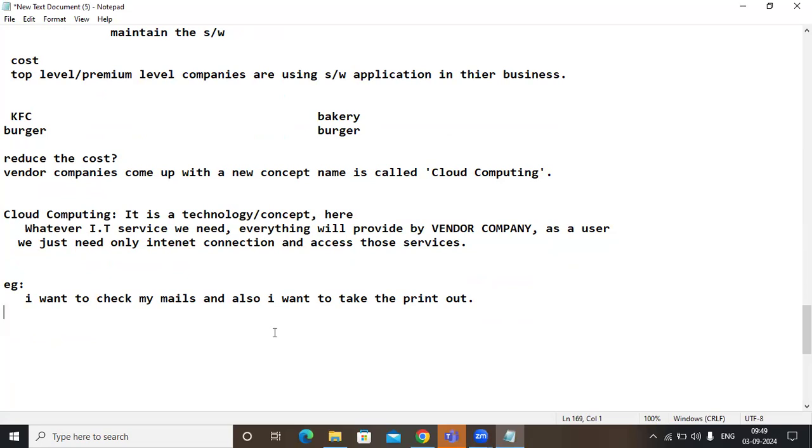If you want to check the mails, if you want to take the printout, guys, I need to buy one laptop, and also I need to buy one printer, and also I need to buy some white papers to take the printout. Yes or no? And also I need an internet connection. Without internet, I cannot access my mails. Yes or no?